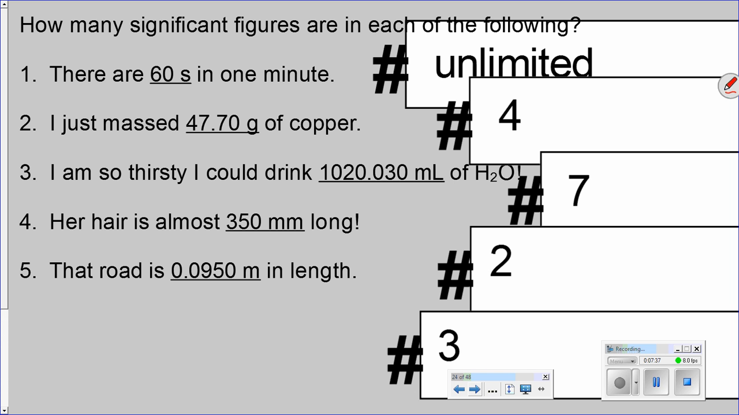Her hair is almost 350 millimeters long. Only these count. This one does not because we don't have a decimal following it. If you measured it and it was exactly 350, you would have to put a decimal there and then have 3 sig figs. The road being 0.0950 in length, these 3 sig figs count. These are what we call leading zeros.